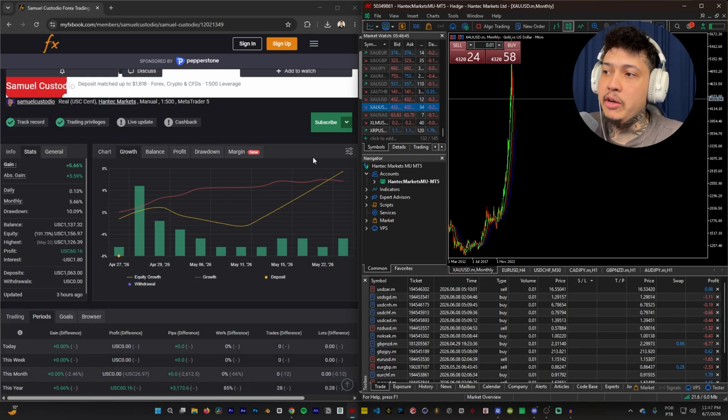Right side I have MT5, left side I have my FX book, which, if you don't know, is basically a database for the trades. So I can link up what happened in MT5 to see if I'm actually going to be profitable long term or not.